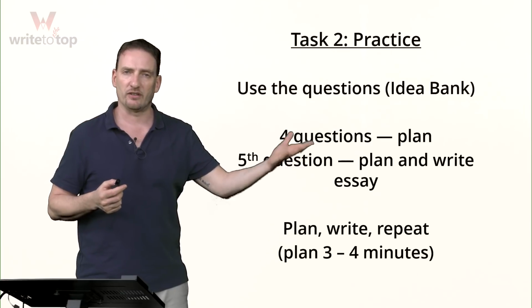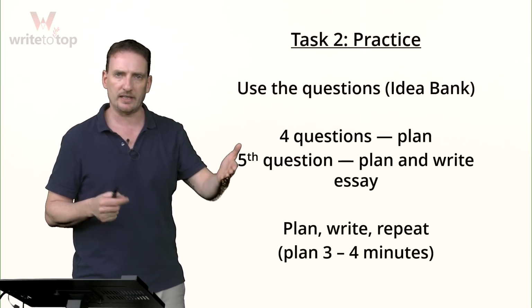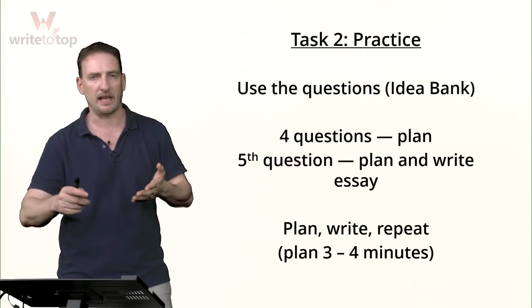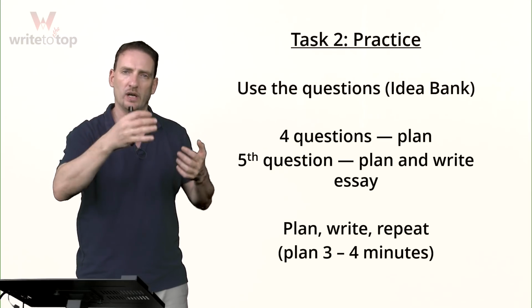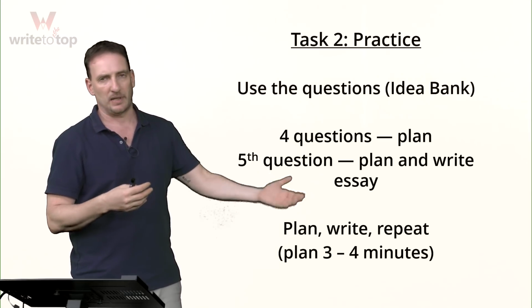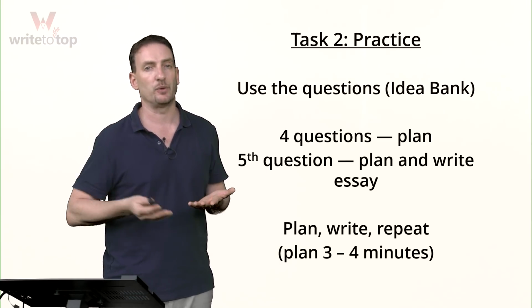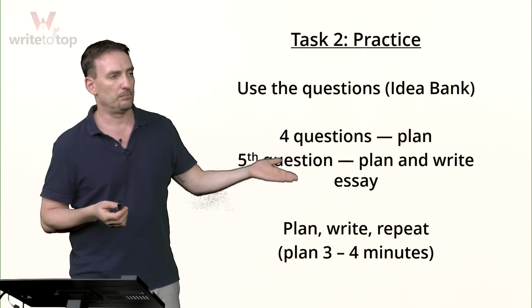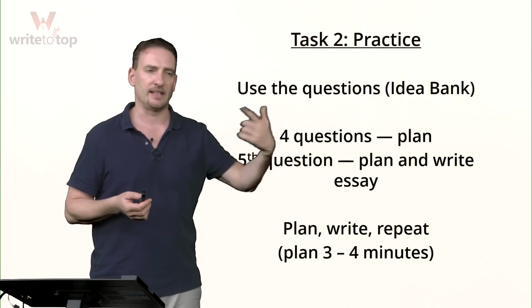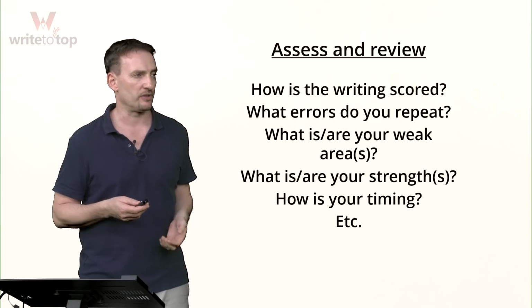When you finish your essay, question number 6, plan. 7, plan. 8, plan. 4 plans, 1 write. By the time you're done, you'll have a whole bunch of essays. Now you need to start assessing what you've written. So plan, write, repeat. Just do this again and again and again. 3 to 4 minutes for the plan.